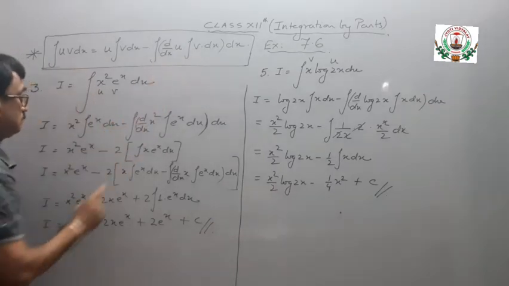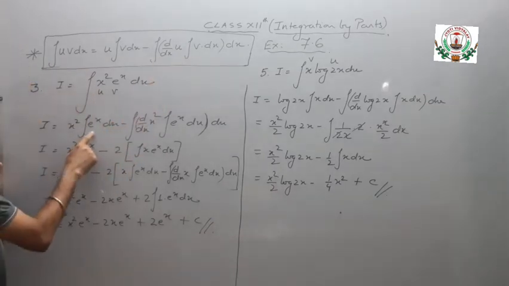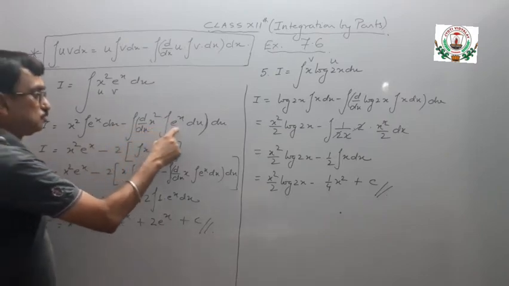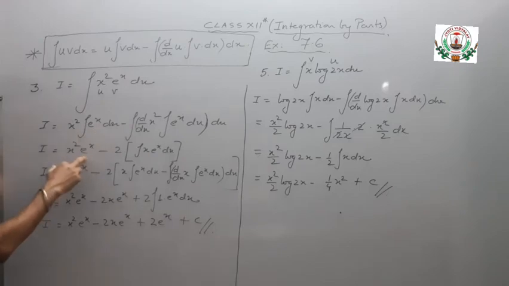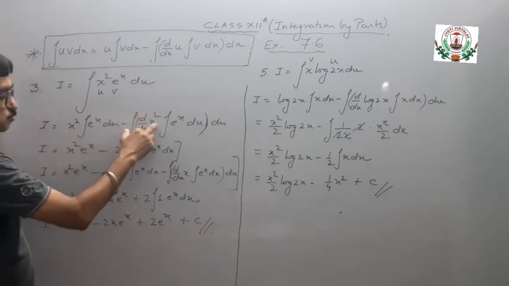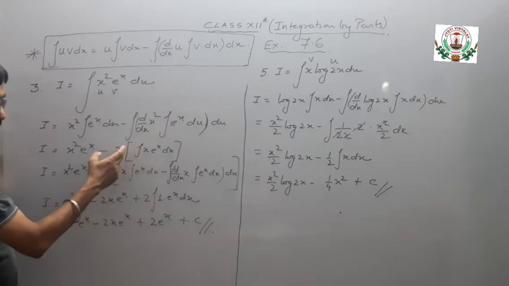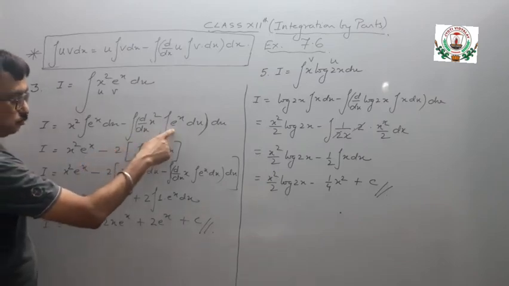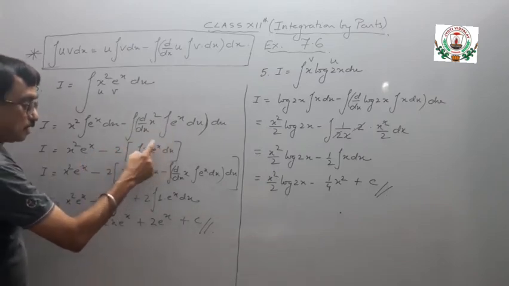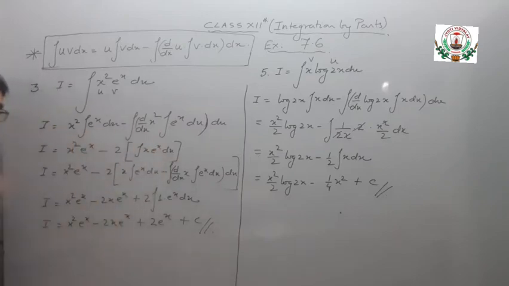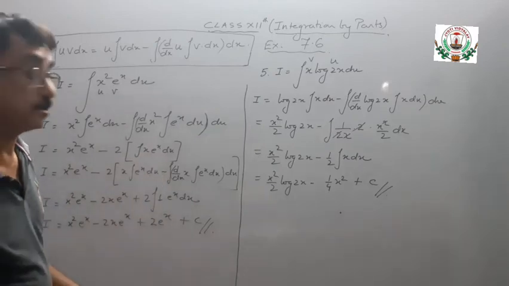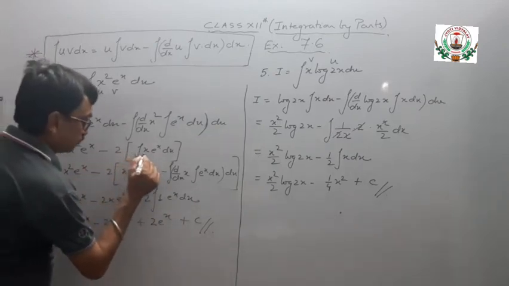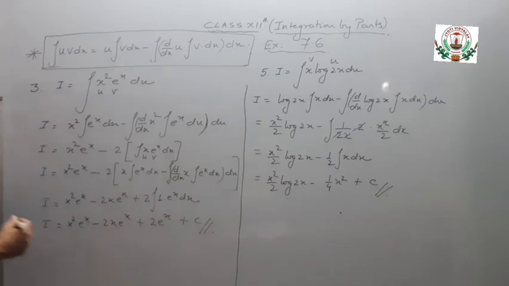Same formula. x square integration e to the power x dx, minus integration of d by dx of x square, that is 2x, 2 I have taken out, and integration of e to the power x, e to the power x dx. Again here, for x e to the power x, I have to do integration by parts, taking x again as the first function and e to the power x as the second function.